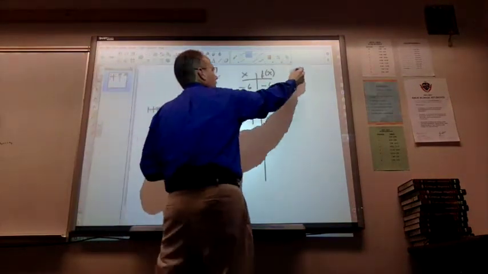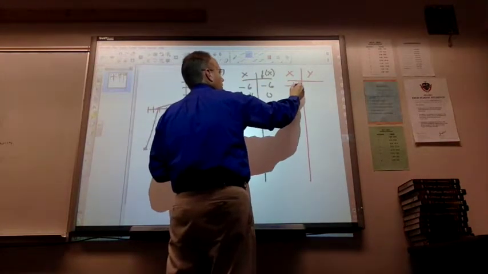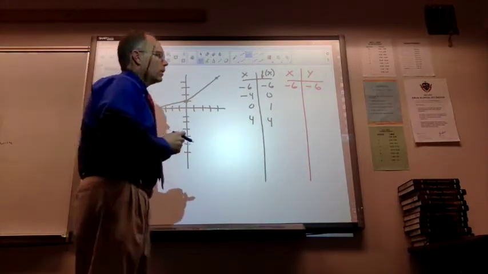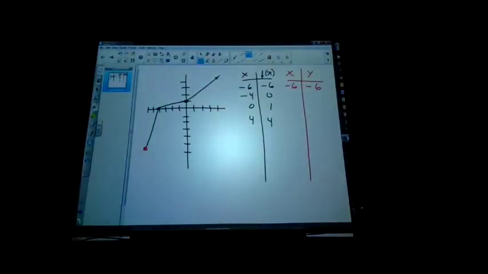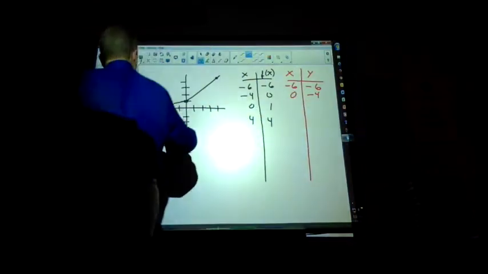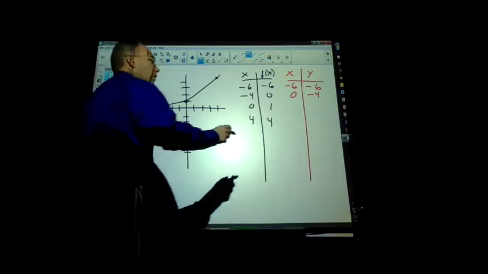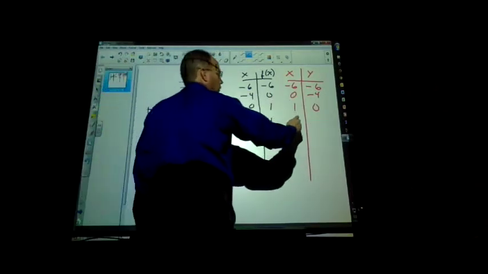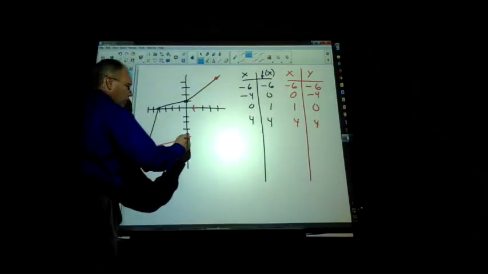So if we're going to create our inverse, we're just going to flip-flop everything. So we're not going to see that change. That's obviously staying right there. This is going to yield me (0, -4). So (0, -4). (1, 0). And then (4, 4) is still going to be the same point. So if we connect the dots.